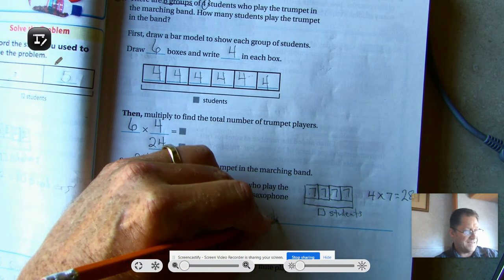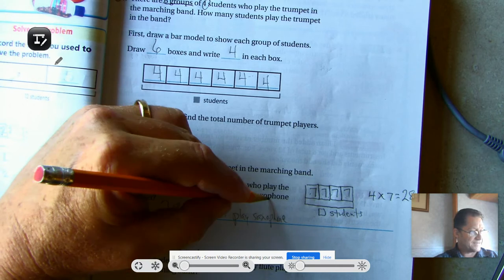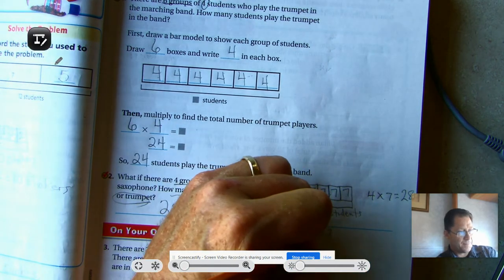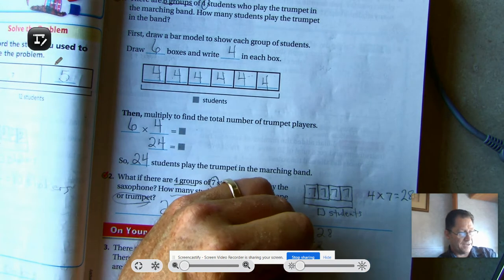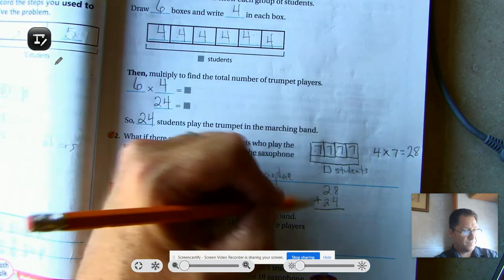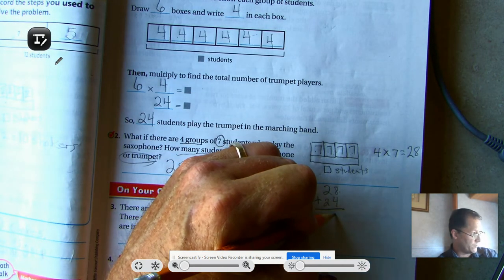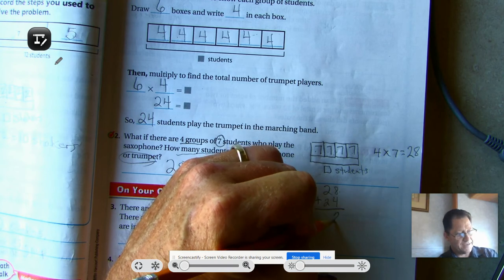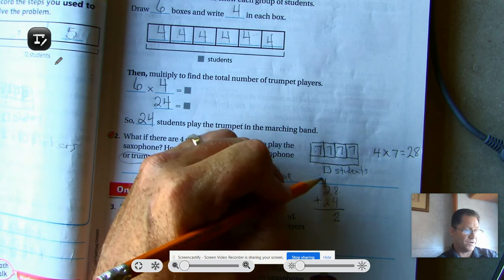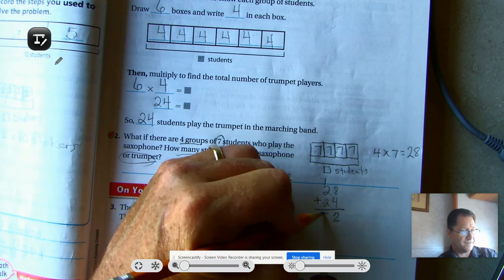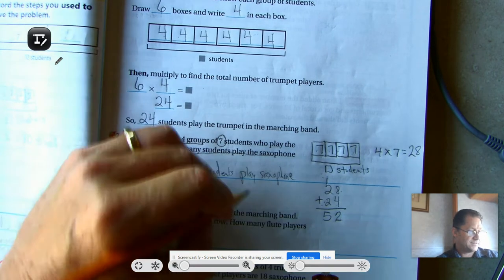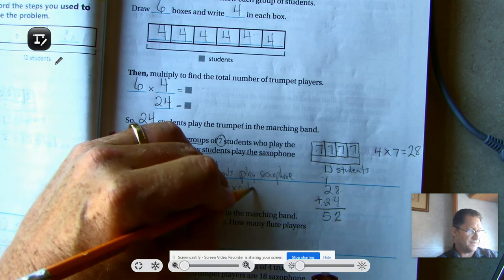But my question says, how many students play the saxophone or trumpet? So we're going to go 28 plus our 24 trumpet players. 8 and 4 is 12 ones. We will regroup the 12 ones as 1 ten and 2 ones. We're going to add the 10s and add the one regrouped 10. 2, 4, 5. So 52 play saxophone or trumpet.